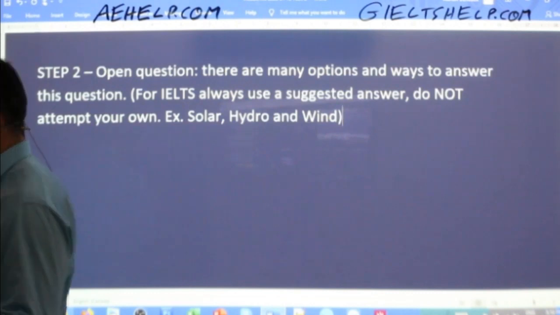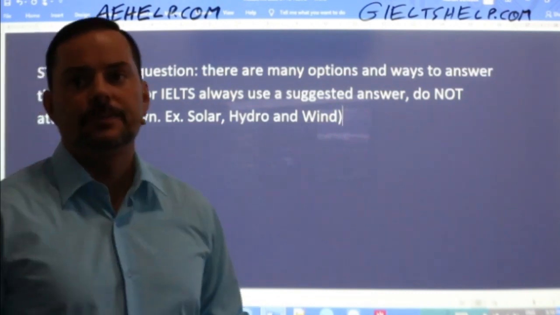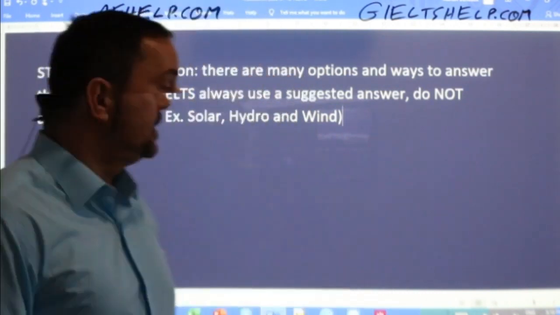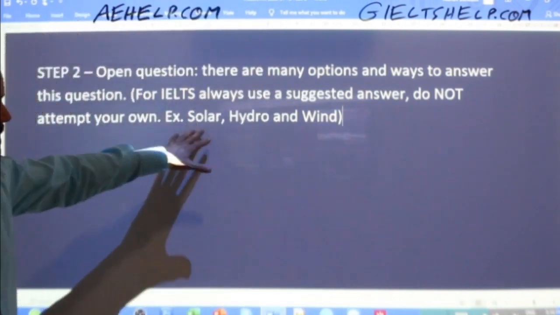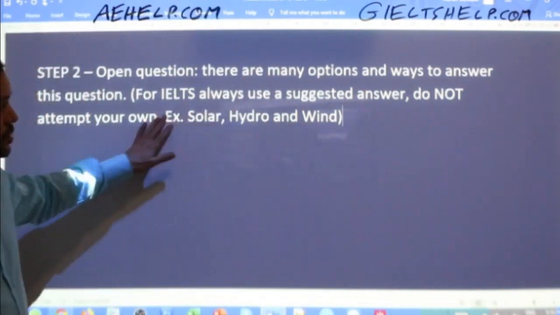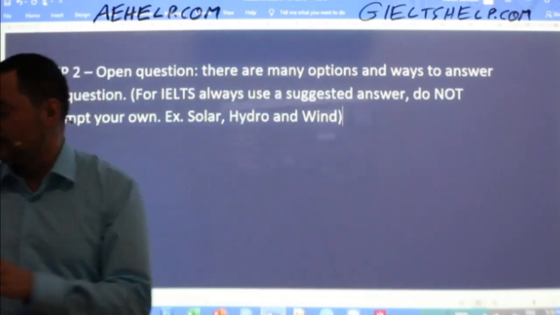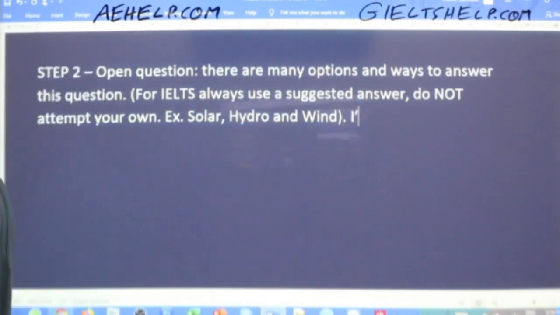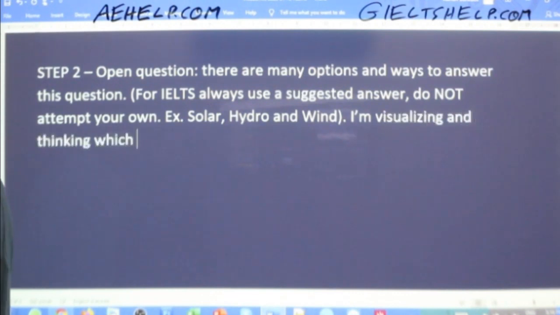Okay, so now it's my turn to choose. And immediately I'm visualizing and comparing these. I want to choose one that I think will be easy to write about. So I'm visualizing and thinking which is the easiest to write about.